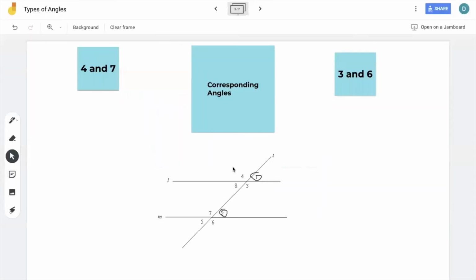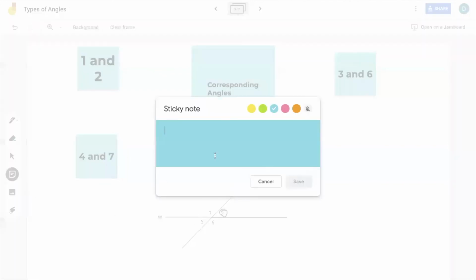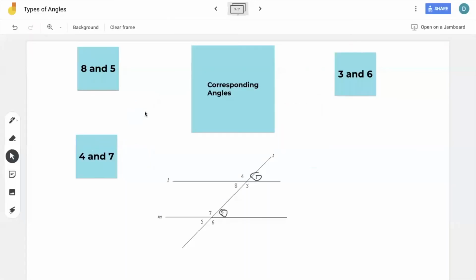And then there's one more pair. Let's see which one that is. Angle 8 corresponds to angle 5, below the line that we think is parallel and to the left of the transversal. 8 and 5. And similarly to the other terms we've learned so far, these are the same. Corresponding angles will have the same degree measure. That's what I mean. Yeah, so those are corresponding angles.